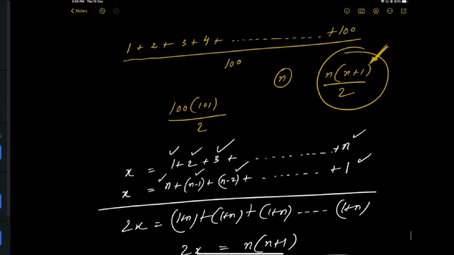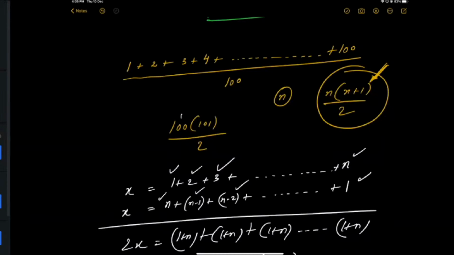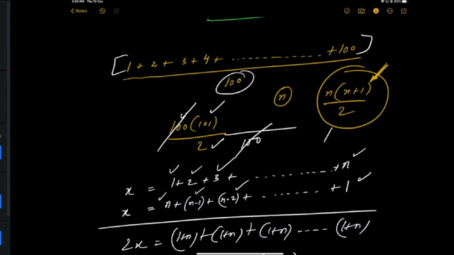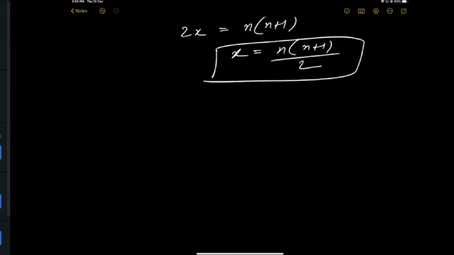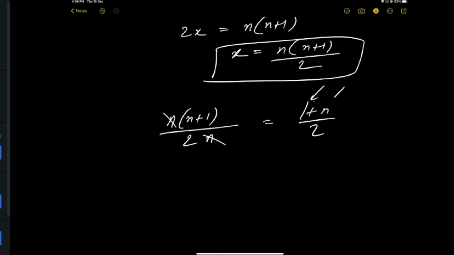Clear? So here, n into n plus 1 divided by 2 is what? This divided by this 100, so what remains? This 101 by 2 is your answer. So actually it's first number plus last number divided by 2, 1 plus 100 by 2, which gives you the average value. Correct? Here also, if you have n values, what is the sum of n values? n into n plus 1 by 2. And if you want to find the average, you have to divide by the total number of values, which is n. And what will you get? 1 plus n by 2. So this is first number plus last number by 2.